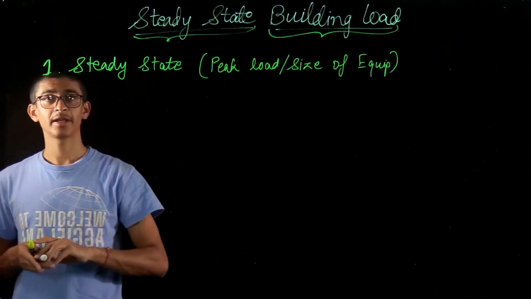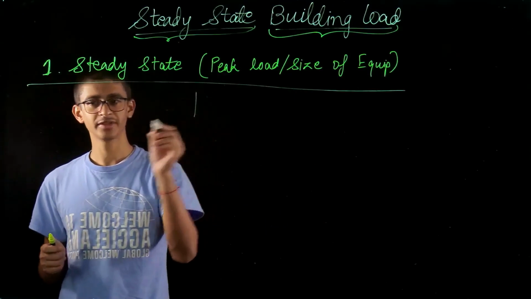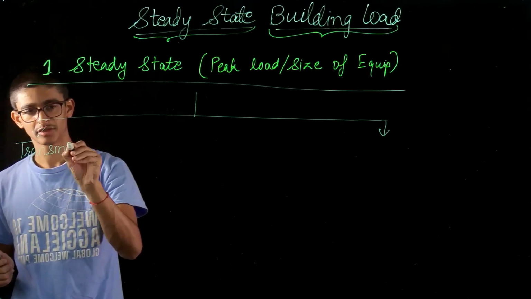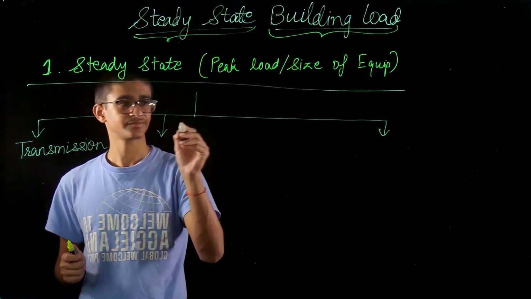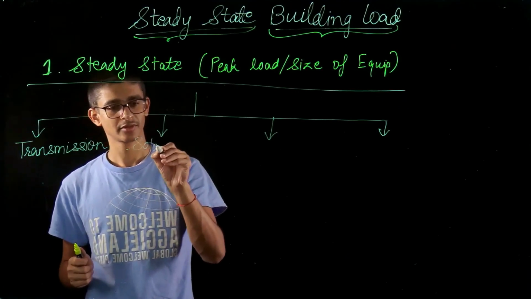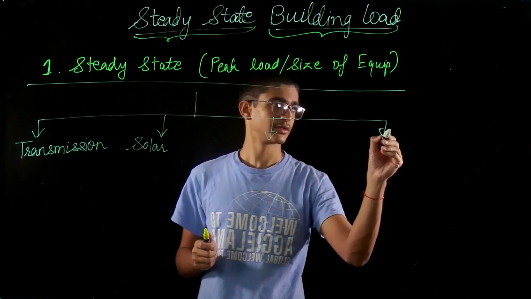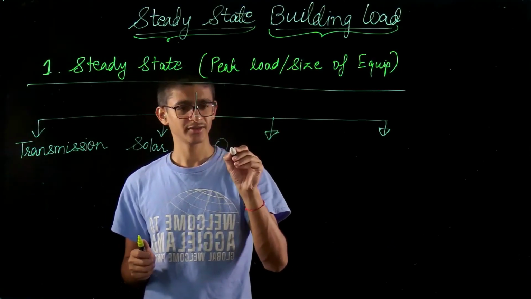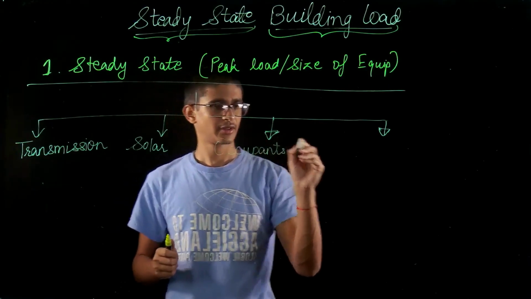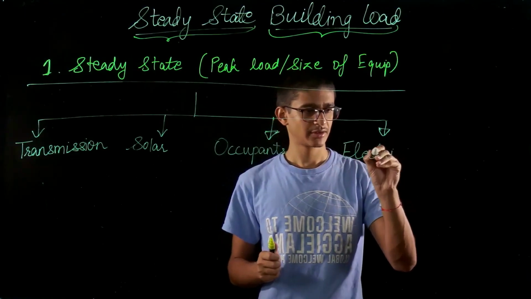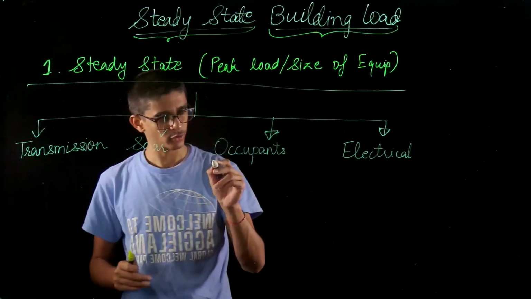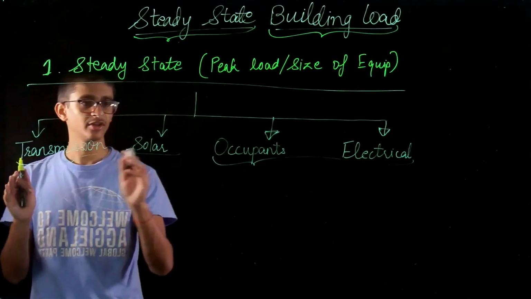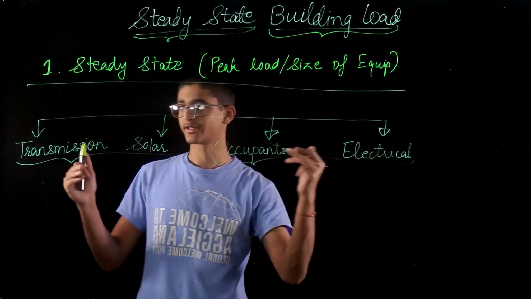And now to start with, the major type of loads which we are going to cover, there are four major type of loads, starting with the transmission, the second being solar, the third being the occupants, and the fourth being the electrical. And we can group them in different ways. We can group these two as a single thing, we can group these two as a single thing, and it doesn't matter a lot. What our focus is, is to individually look at the expression to estimate the amount of solar load, electrical load, transmission load, and all.